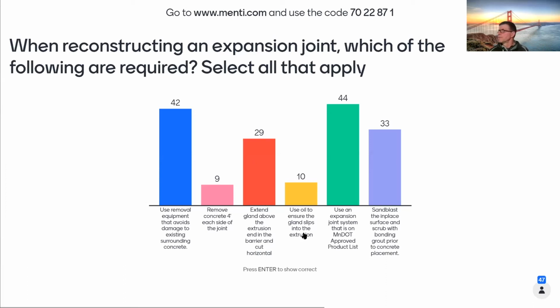Use oil to ensure the gland slips in an extrusion? No. What's used is a lubricant adhesive. So it kind of acts as a lube and as an adhesive. And then you use an expansion joint system that's on the APL. That is true. There's a list for the single strip seal as well as for the modular joints. And then this one, yes, to prepare the existing concrete, you sandblast and you scrub bonding grout into it.